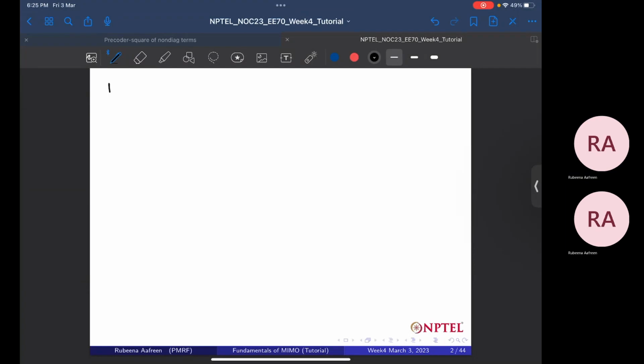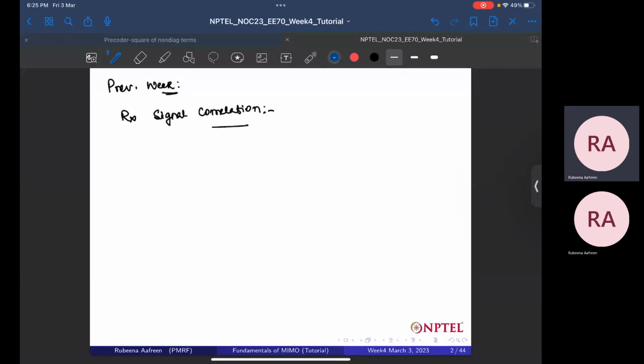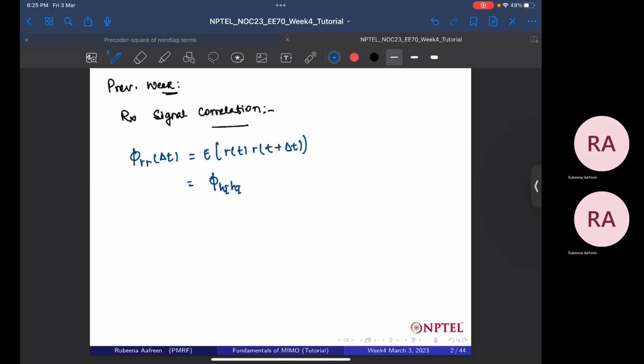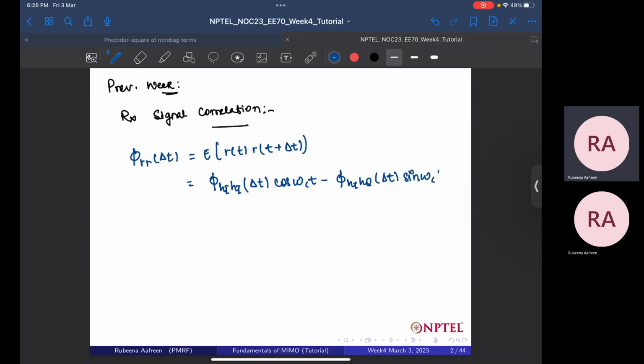Okay, so we will start. What we did in the previous week, we were discussing received signal correlation. What we had seen was that the received signal correlation we wrote as expectation of r(t) into r(t plus delta t). This we saw came in terms of phi_HI(delta t) cos of omega_c t minus phi_HQ(delta t) into sine of omega_c t.